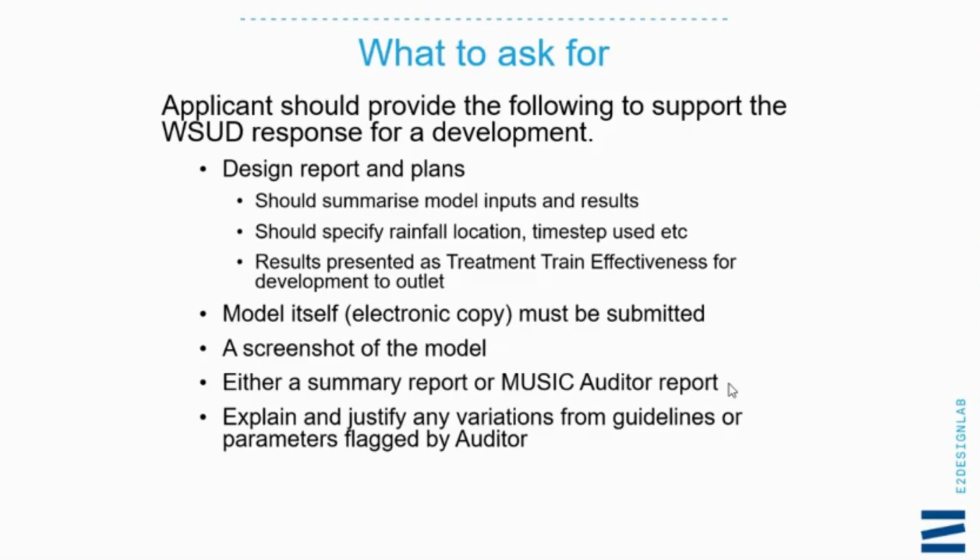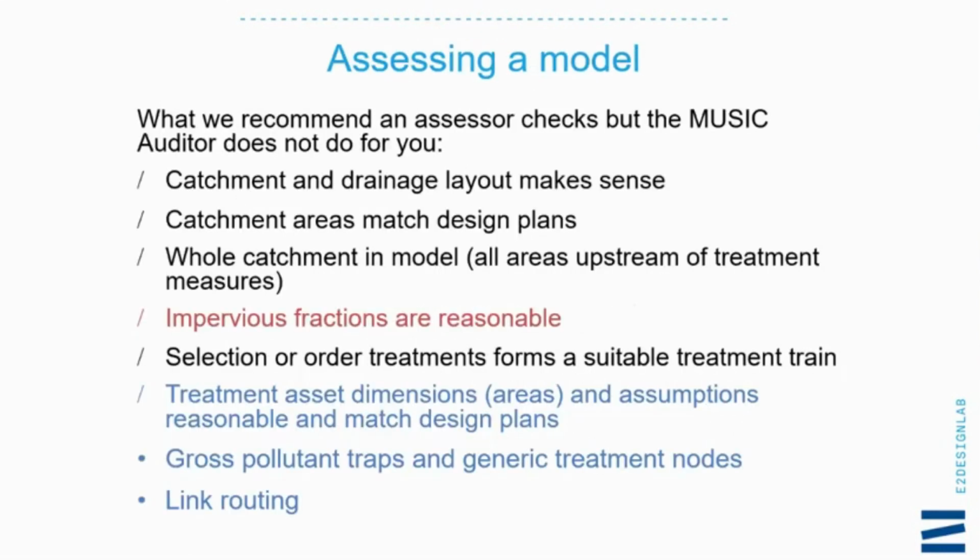The summary report, as I said, is what you need to run the auditor, and then provide that explanation and justification of any variations from the guidelines or any auditor parameters that get flagged. People get excited when they see the auditor and they think it's going to do everything for them, and I wish it could, but the reality is that we can only check the inputs in the model, and there's a few things that we really need an intelligent person looking at the report and looking at the model and saying, does the catchment and the drainage layout actually make sense? So, things going where we expect them to.